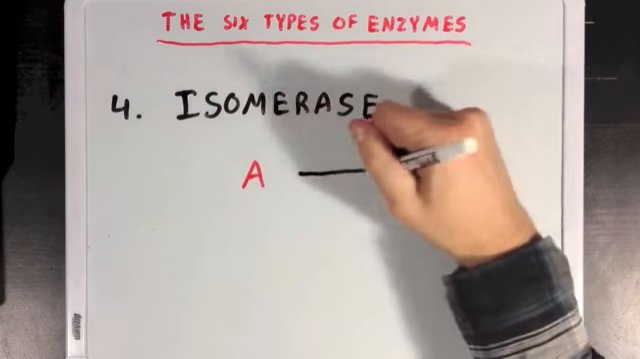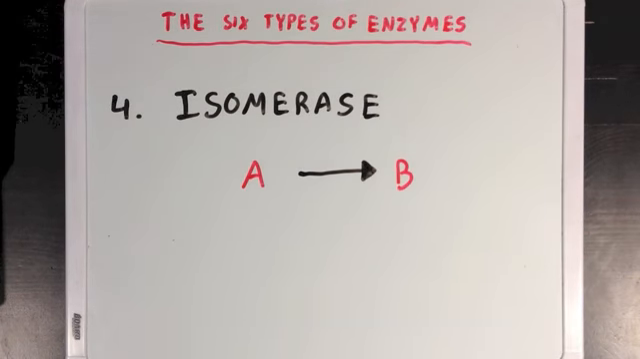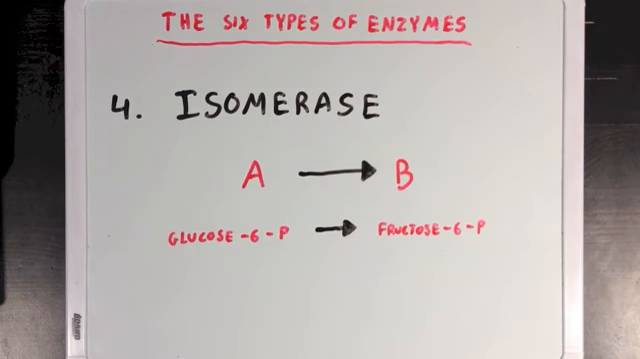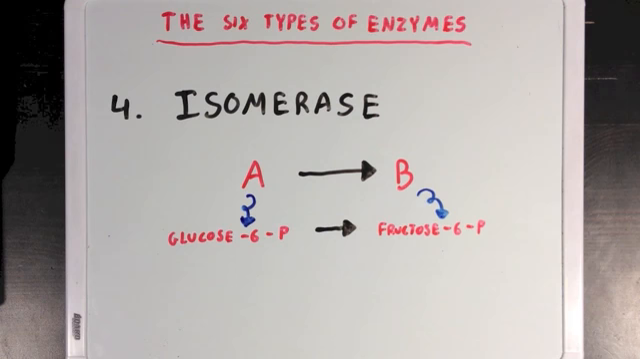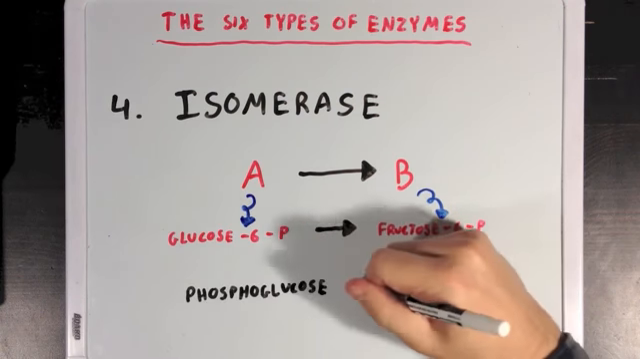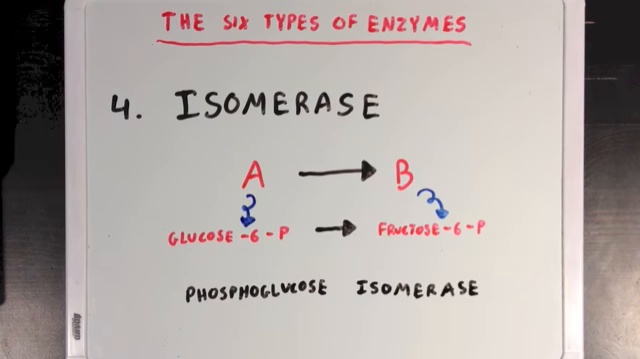Next, we have the isomerase group. And enzymes in this group are typically involved in reactions where a molecule like molecule A is being converted to one of its isomers. And an example of this type of reaction is the conversion of glucose 6-phosphate to fructose 6-phosphate, which is one of the steps of glycolysis that you may remember. Now, this reaction is catalyzed by an enzyme called phosphoglucose isomerase, which is appropriately named since it creates isomers of glucose molecules that are phosphorylated.